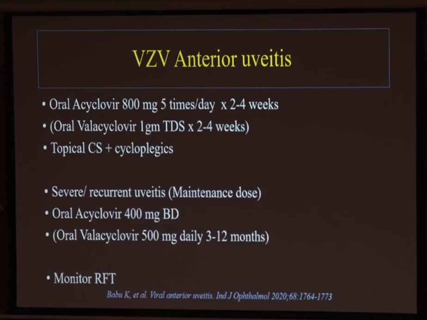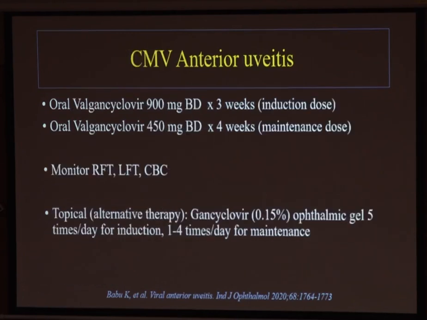Coming to the VZV anterior uveitis, we start with oral acyclovir 800 milligrams 5 times a day for about a month, or oral valacyclovir 1 gram TID for a month, along with the topicals. And then when the patient is a known case of recurrent uveitis and chronic indolent course of uveitis, you need to put them on maintenance dose of oral acyclovir 400 milligrams BD or oral valacyclovir 500 milligrams OD for 3 to 12 months, depending upon the number of times, depending upon the severity of uveitis.